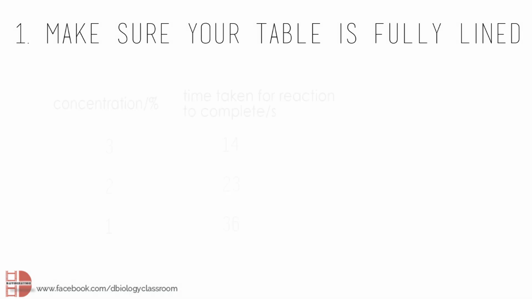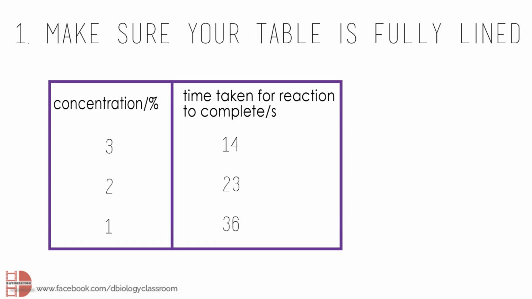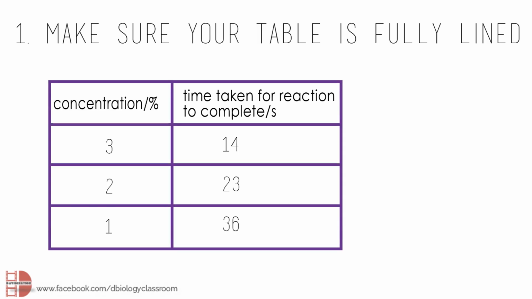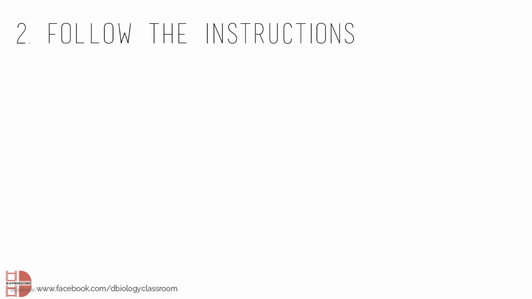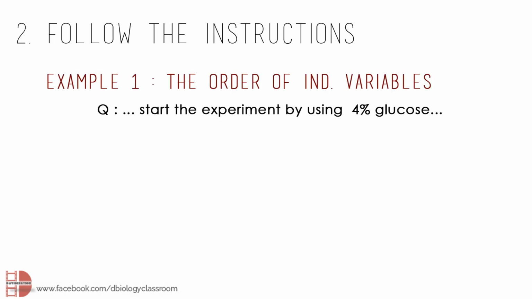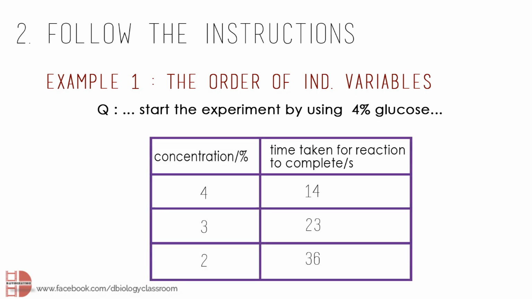First of all, you must use lines to separate all the columns and to separate the headings from the contents. So, the safest thing to do is to always box everything up. Make sure all the lines are connected and there are no broken lines. Secondly, you have to always follow the instructions given in the question. For example, if the question wants you to start the experiment by using the highest concentration of sucrose, you have to make sure that the highest concentration is written as the first row.